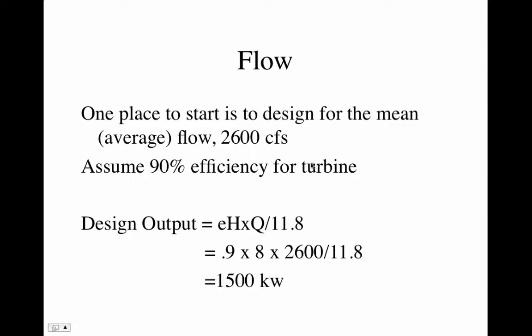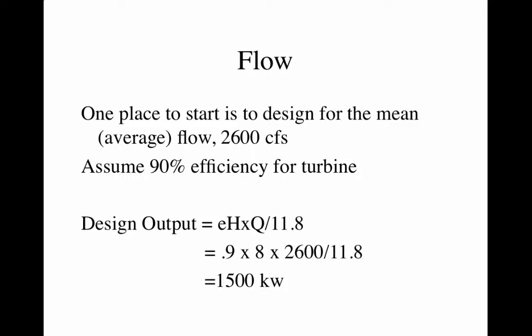And so one place to start is to design for the average flow, which we said was about 2,600 cubic feet per second, and assume 90% efficiency for the turbine. In that case, what would be the output of the machine? It would be the efficiency times the head in feet times the flow in cubic feet per second divided by 11.8. If I plug all those numbers in, I get 1,500 kilowatts as the output of this machine at its rated flow that we're going to install there.